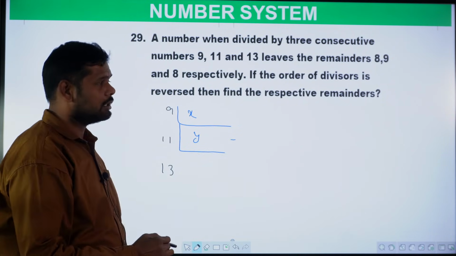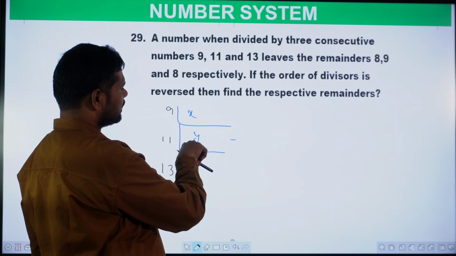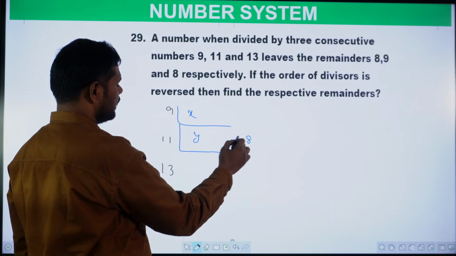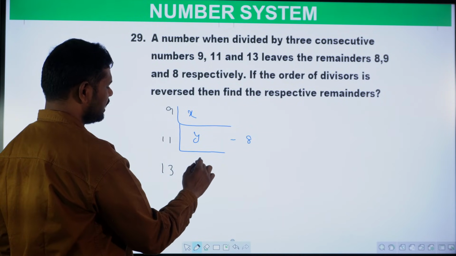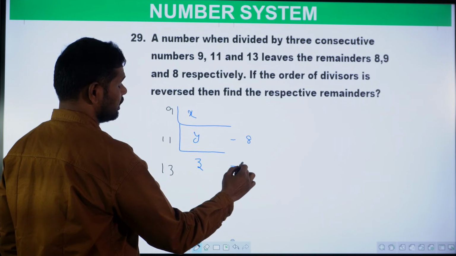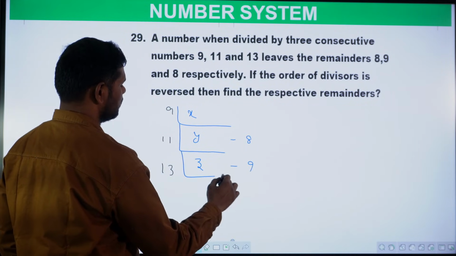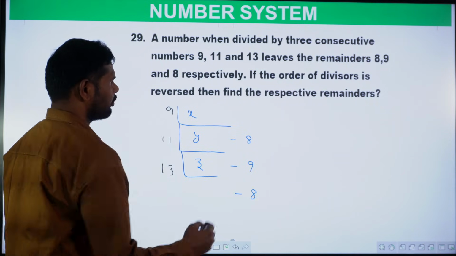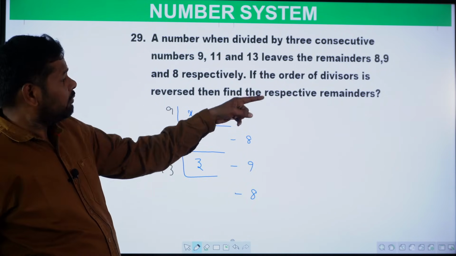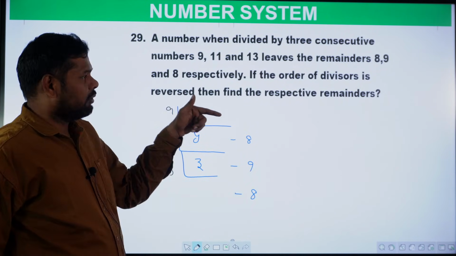After dividing by 9, we get a remainder of 8. Then that quotient is divided by 11, giving some quotient, but the remainder is 9. Then the last remainder is 8. If the order of the divisors is reversed, then find the respective remainders.